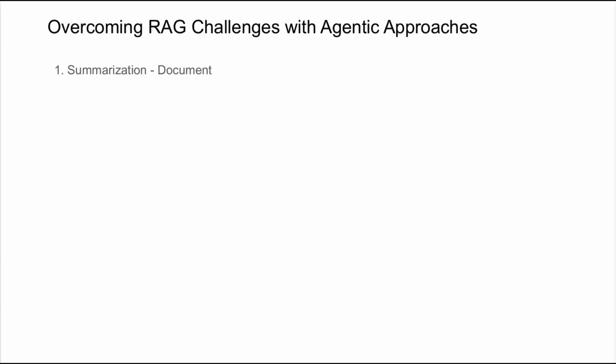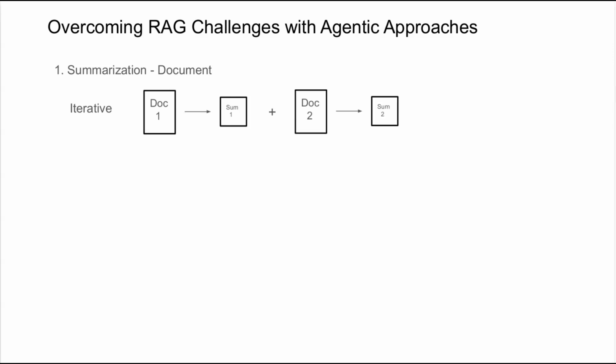There are a few approaches. The first method is called an iterative approach. For example, given a document, we first create a summary for this document. Then the summarized information might look like this. Based on the results of this summary, we incorporate the second document and create a corresponding summary. This process continues iteratively until the final document, allowing us to obtain a complete summary of all the documents.